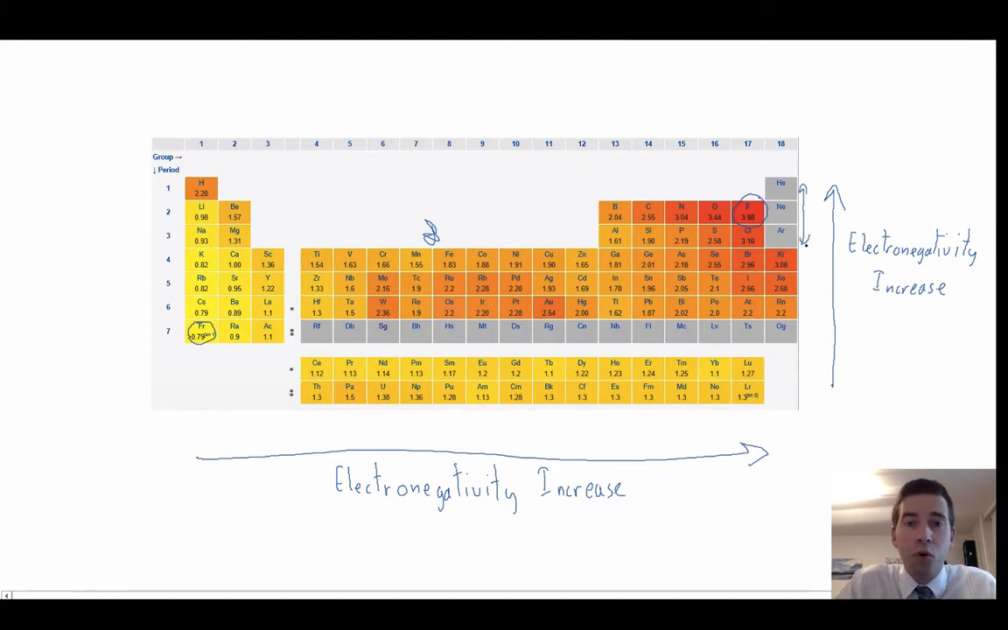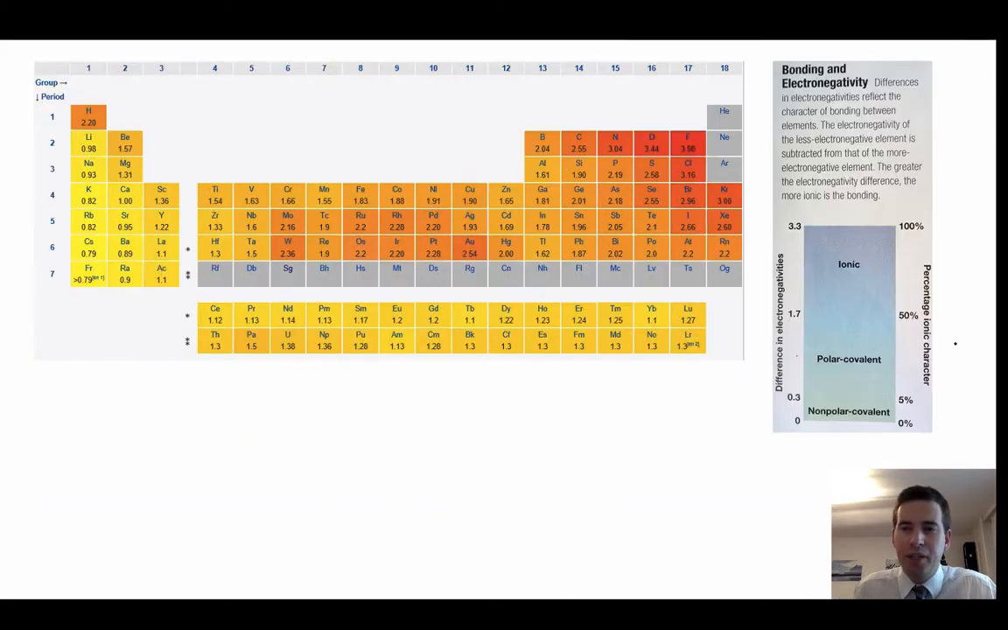Now you'll notice that these three noble gases don't have a value. That's because they don't form covalent bonds, so they don't fit the definition. I know there are elements further right and further up than fluorine, but fluorine is the most electronegative. So how do you determine the type of bonding from these values? I've drawn a diagram here to try and help you understand.